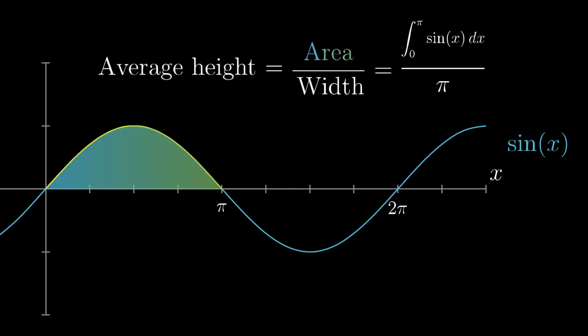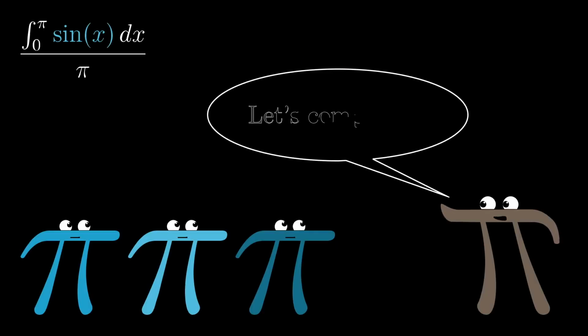In other words, the average height of this graph is this area divided by its width. On an intuitive level, and just thinking in terms of units, that feels pretty reasonable, doesn't it? Area divided by width gives you an average height. So, with this expression in hand, let's actually solve it.